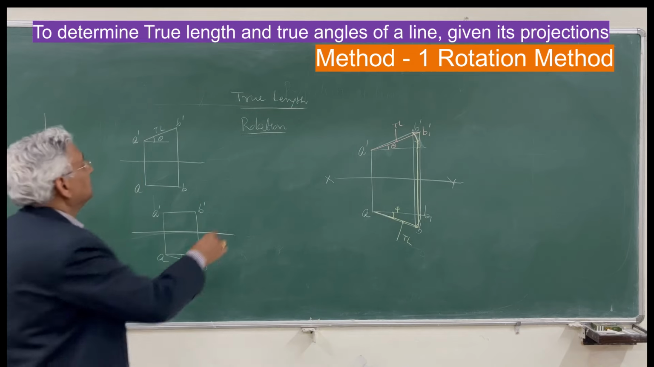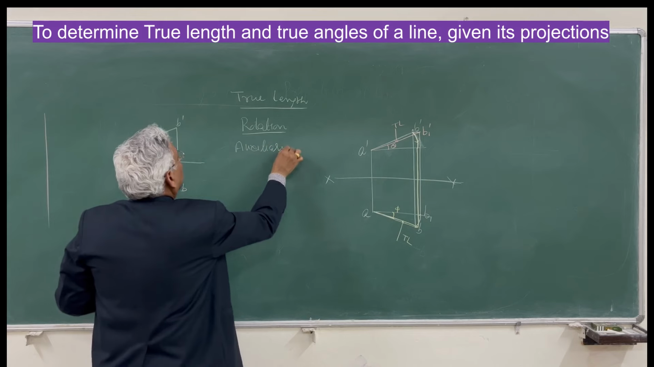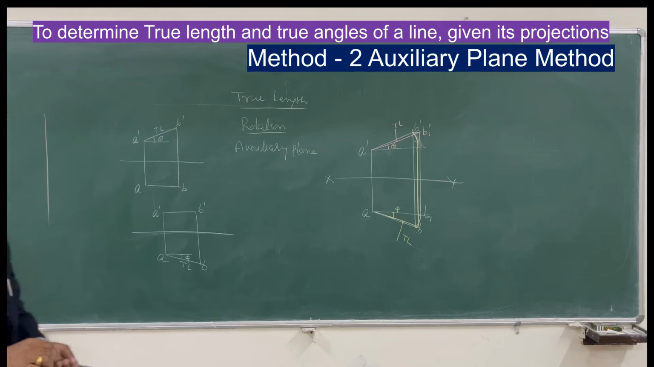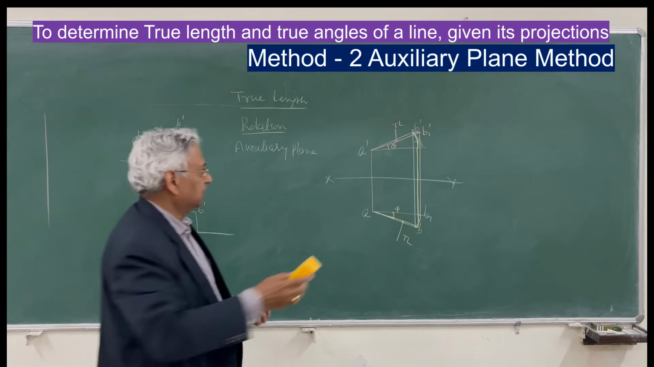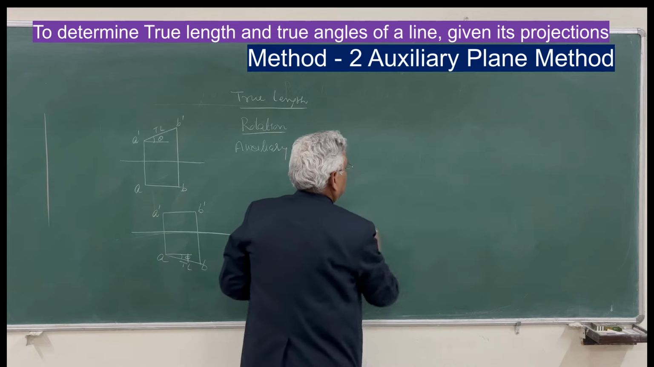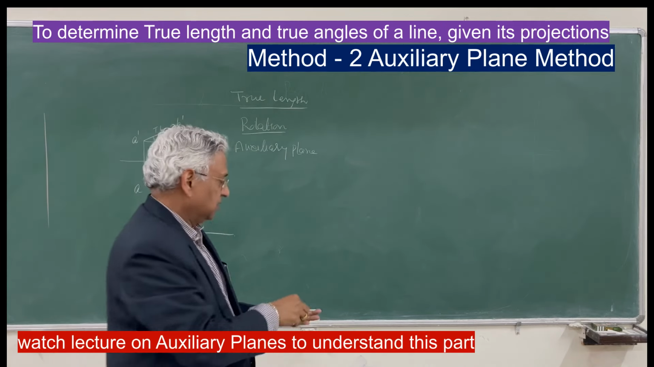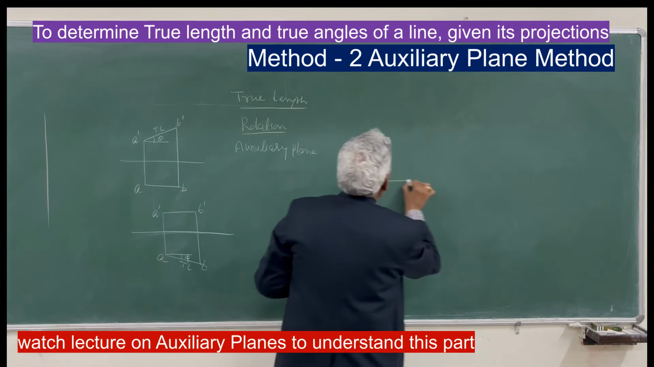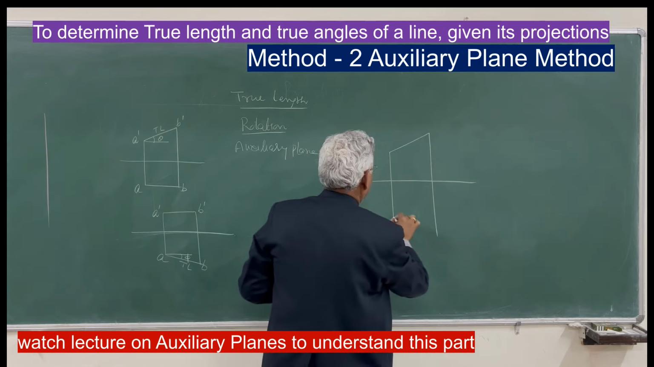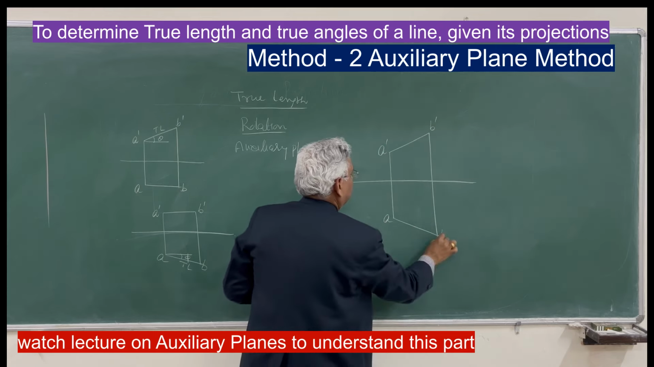The second method is the auxiliary plane method. Now in this method, instead of rotating the line, we take an auxiliary plane which is parallel to the line. And this method is simpler. Let us take the same case that you have a line AB, A dash, B dash, AB.